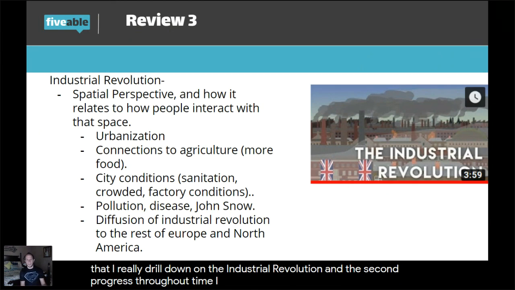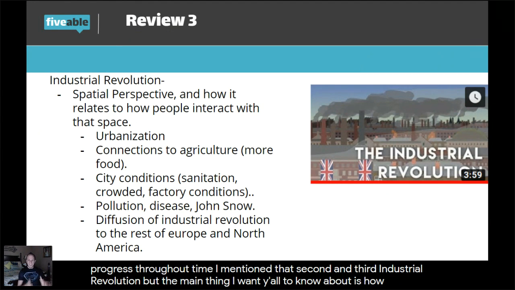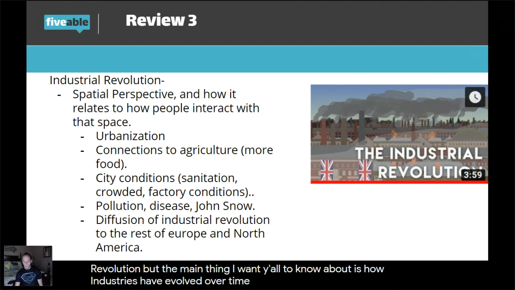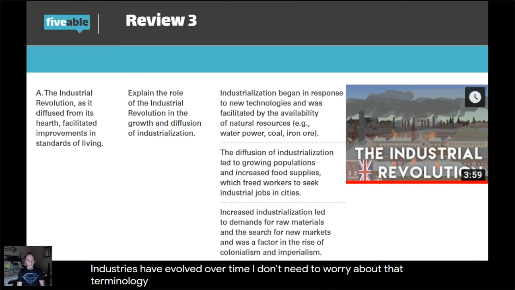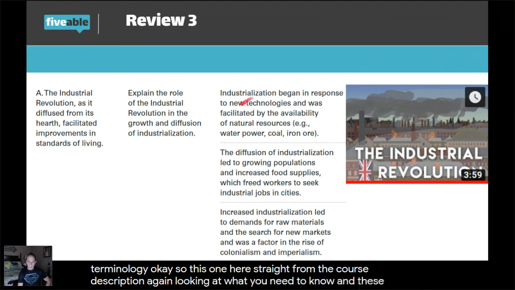I mentioned the second and third Industrial Revolution, but the main thing I want y'all to know about is how industries have evolved over time. I don't need you to worry about that terminology. Okay, so this one here is straight from the course description. All right, again, looking at what you need to know. And these are the indicators here.